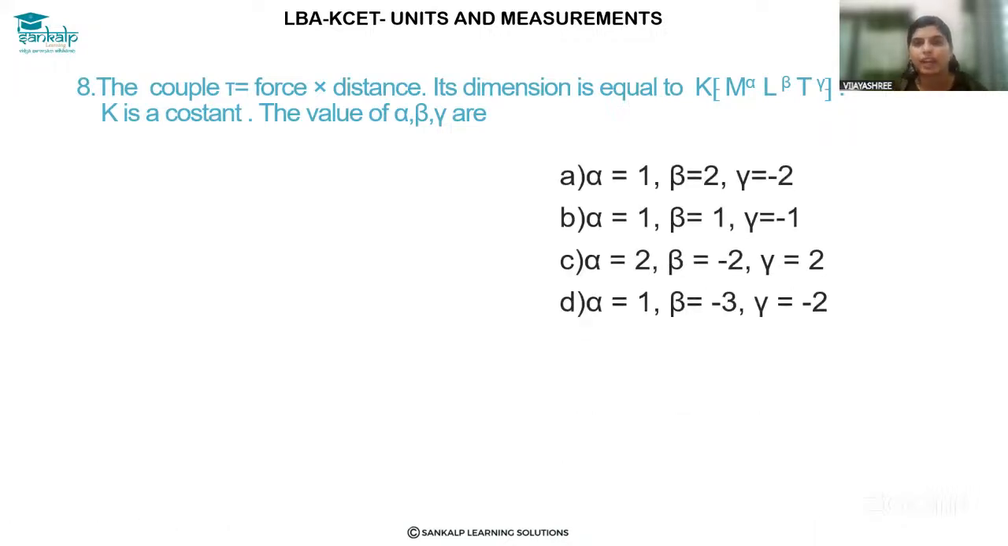Option A, alpha equal to 1, beta equal to 2, gamma equal to minus 2. Option B, alpha equal to 1, beta equal to 1, gamma equal to minus 1. Option C, alpha equal to 2, beta equal to minus 2, gamma equal to 2. And option D, alpha equal to 1, beta equal to minus 3, and gamma equal to minus 2.